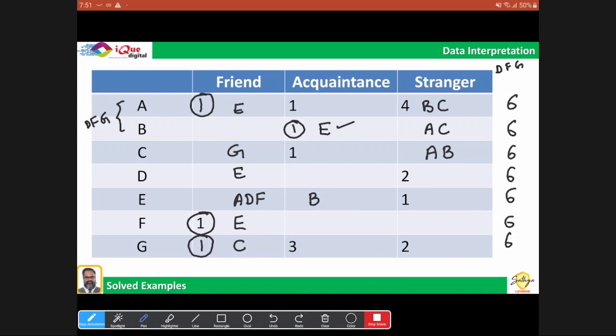FE, EF is in place. GC, CG is in place. This data is in place. What else can I do? Think.